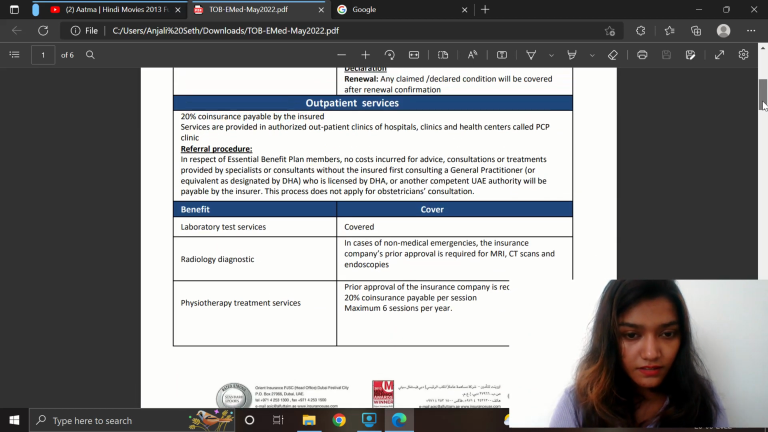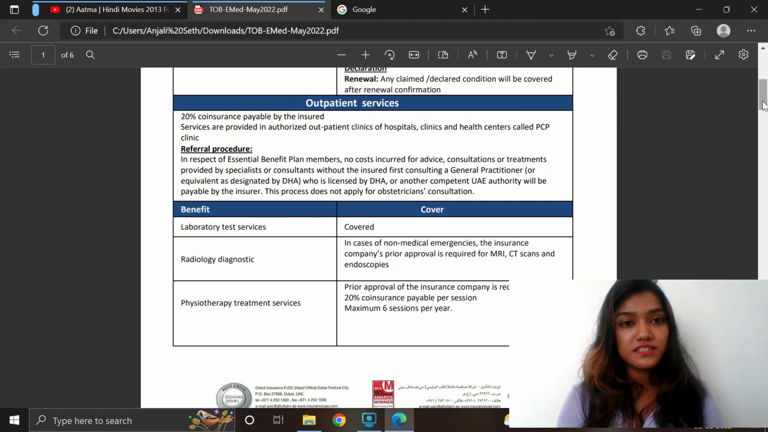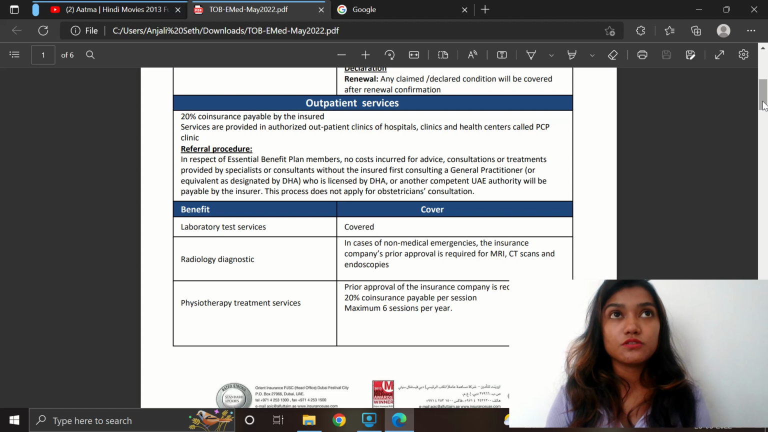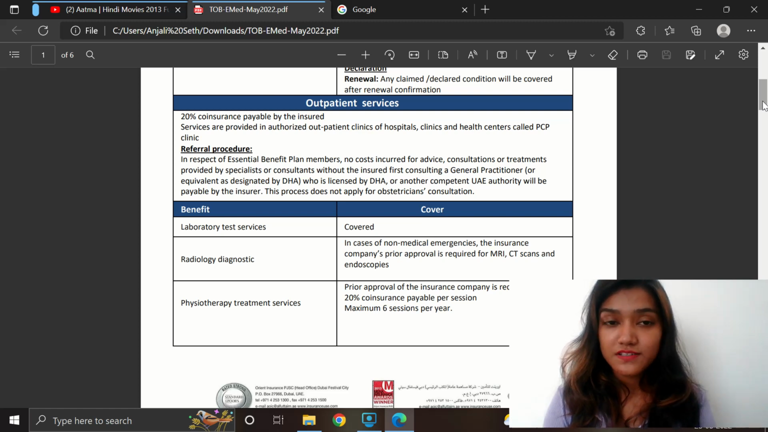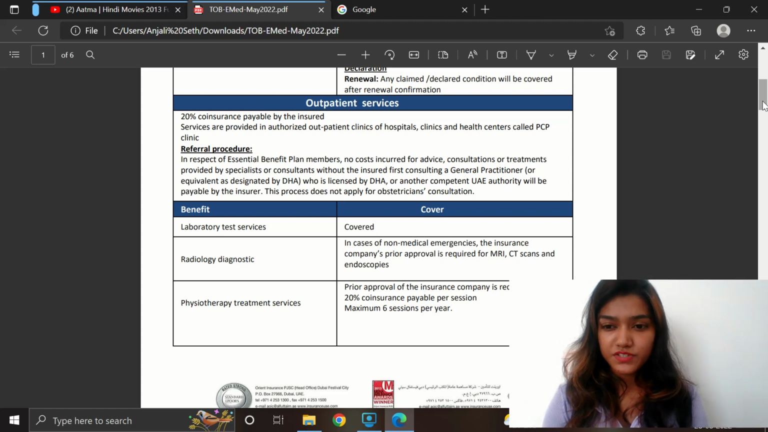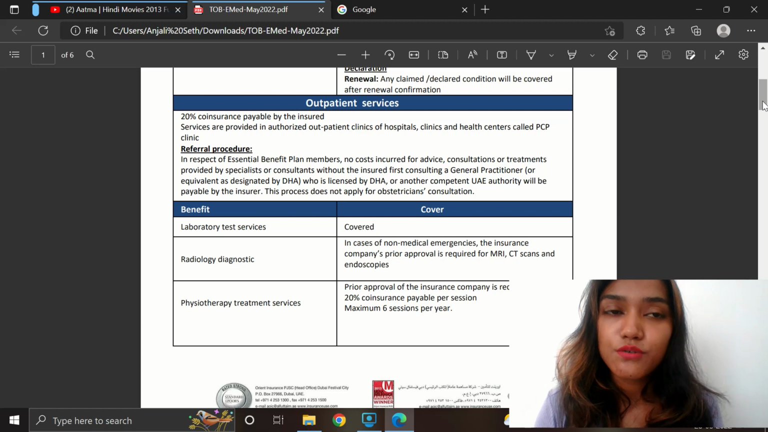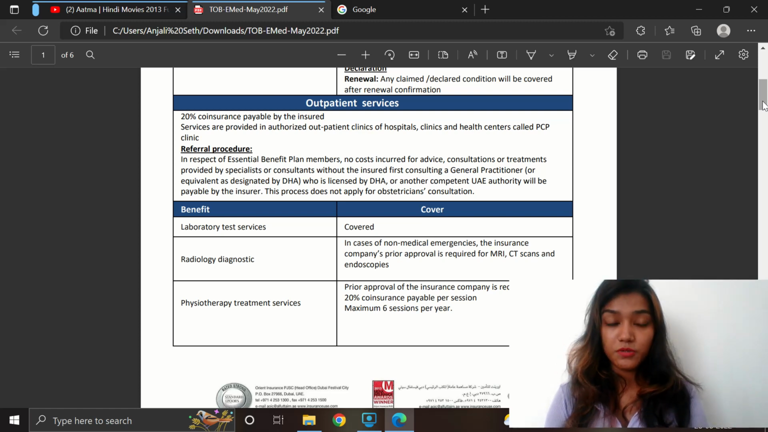In outpatient, you have to understand what 20% co-payment means. When you are going to meet any doctor for consultation, in case you have a fever, you are ill, you have any stomach problem or anything like that other than hospitalization, then if the bill comes to 1000, you have to pay 200 only. 800 will be covered by the insurance company. So 20% is in that way.